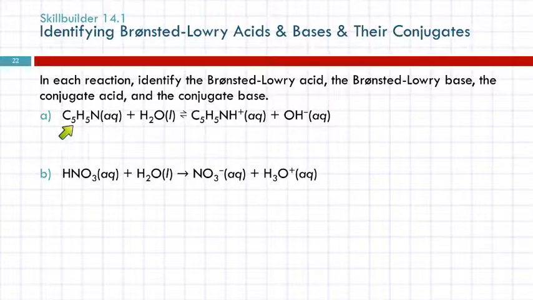Okay, so what we're going to do here is look and see which one of these lost a hydrogen ion. Well, this one's C5H5N, C5H5NH. Well, that didn't lose a hydrogen ion, that gained one, didn't it? Here's H2O and OH minus. This only has one hydrogen. So the H2O lost the hydrogen ion. It donated it. So that's the acid. And this is the substance that accepted it. It's babysitting. That's the base.